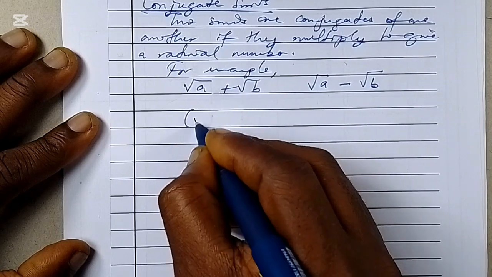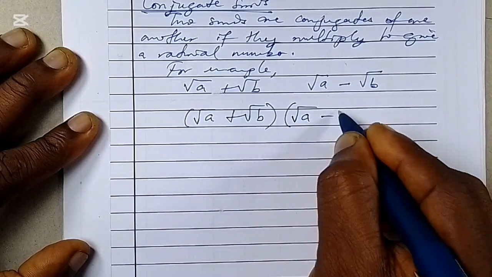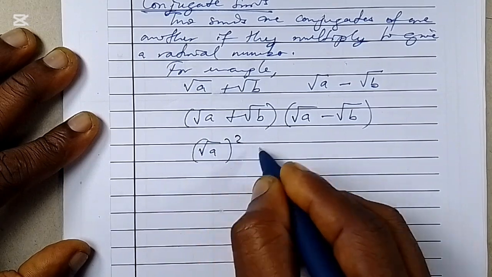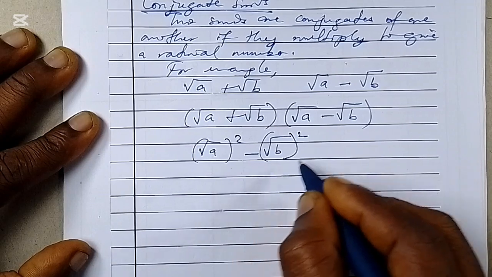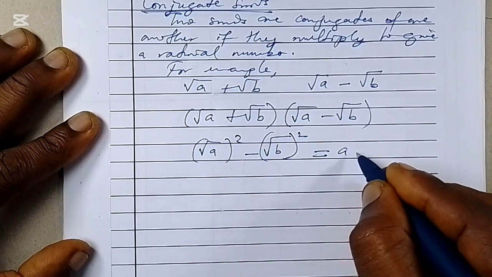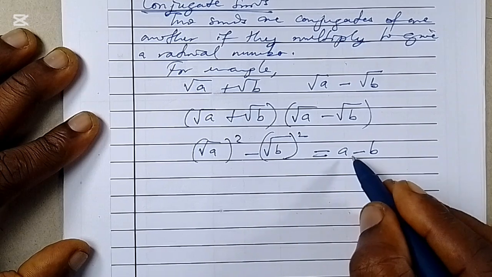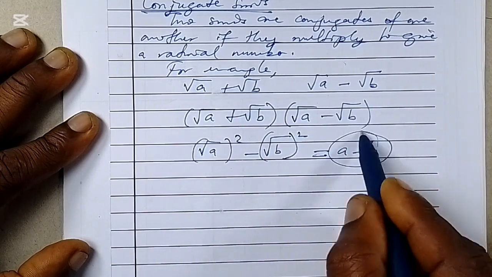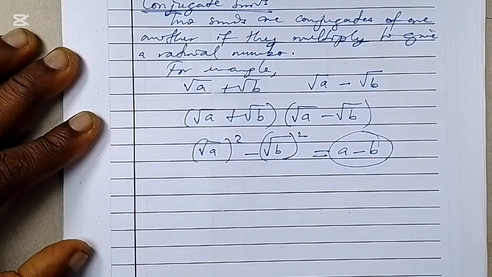It is because when you multiply root A plus root B by root A minus root B, this amounts to the difference of two squares, root A squared minus root B squared, if you are familiar with the concept of difference of two squares. And that will give you root A squared will give you A, and root B squared will give you B. So root A plus root B multiplying root A minus root B gives a rational number, A minus B. So when two surds are conjugates of one another, they multiply to give a rational number.